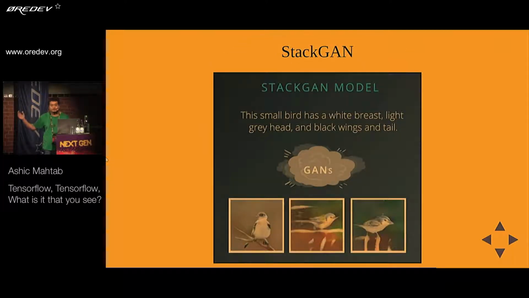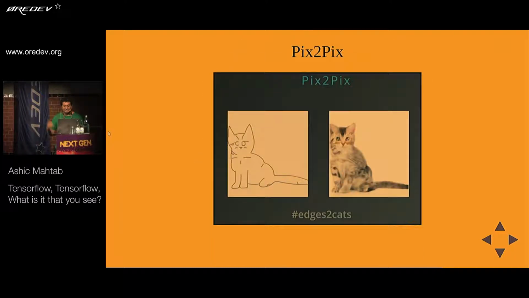So for example, StackGAN is a model where you can give it a textual description of something, and it will generate an image. So this one says, this small bird has a white breast, light gray head, and black wings and tail. It's not doing an image search. It's generating 3 pictures based on that description. And those birds look pretty real. It's not selecting from an existing pool of images. It's generating that. I can't draw a bird like that. Pix2pix is a common thing.